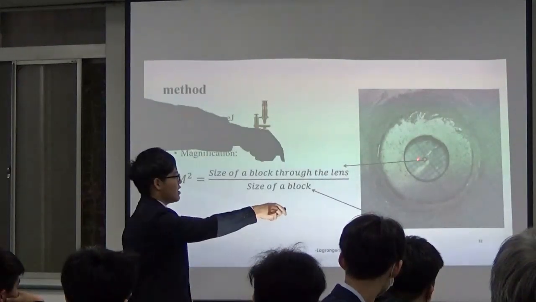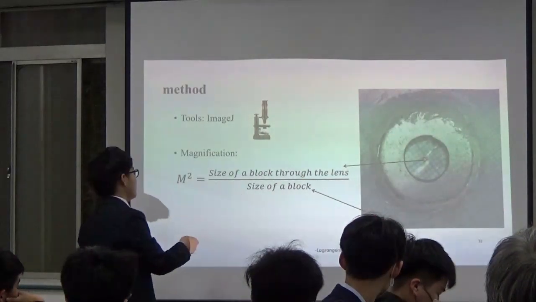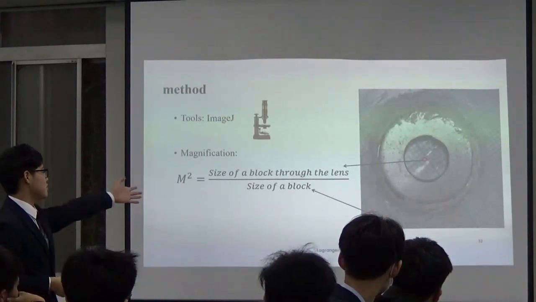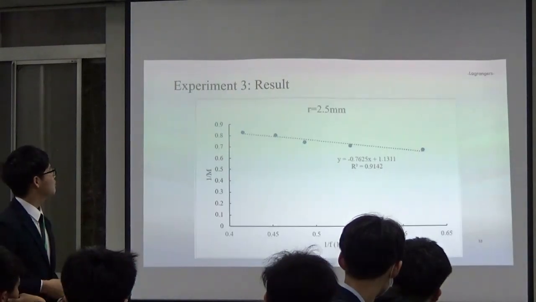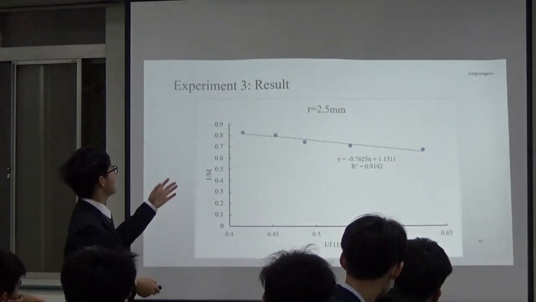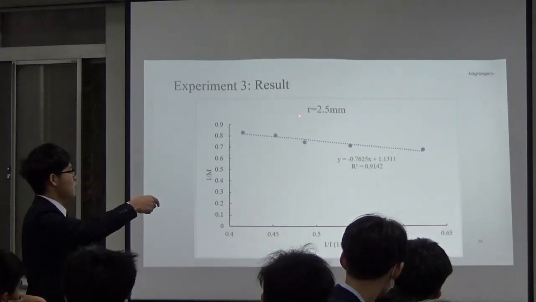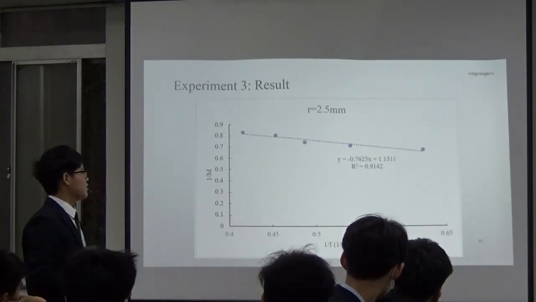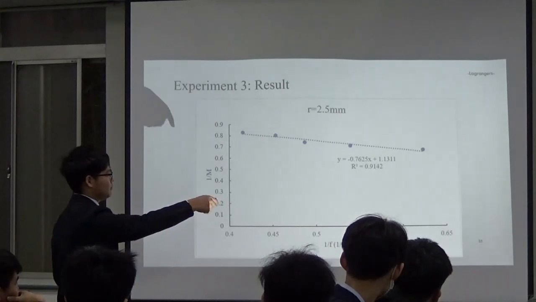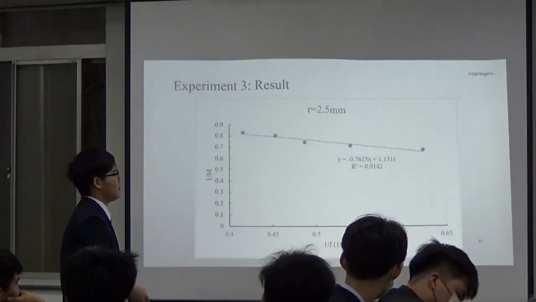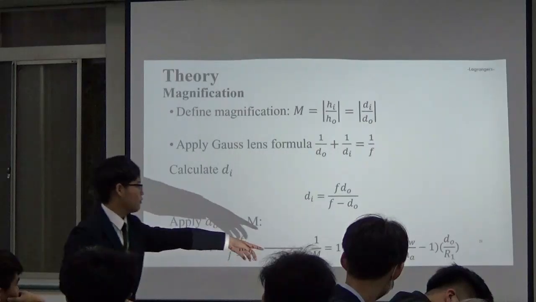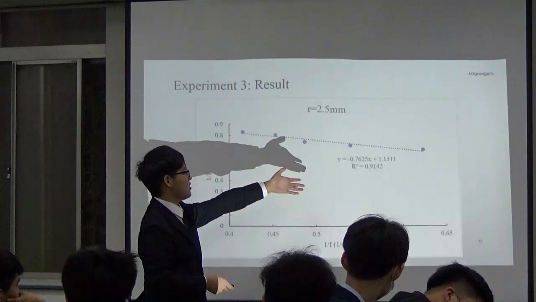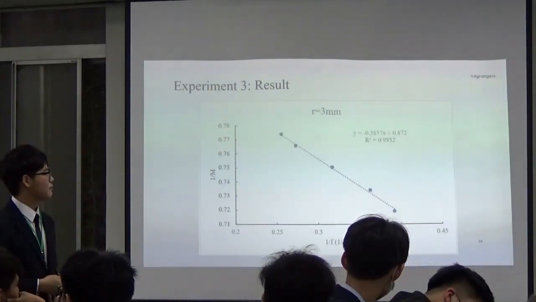So again, the size of this and the size of the graph paper is the magnification rate squared. So now we can know the magnification rate squared through this formula, and we can get a result. When R is equal to 2.5 millimeters, we can get a linear line right here. You can see that the intercept is very close to 1, the same as our theory right here. And the slope is negative, which is also the same as our theory.